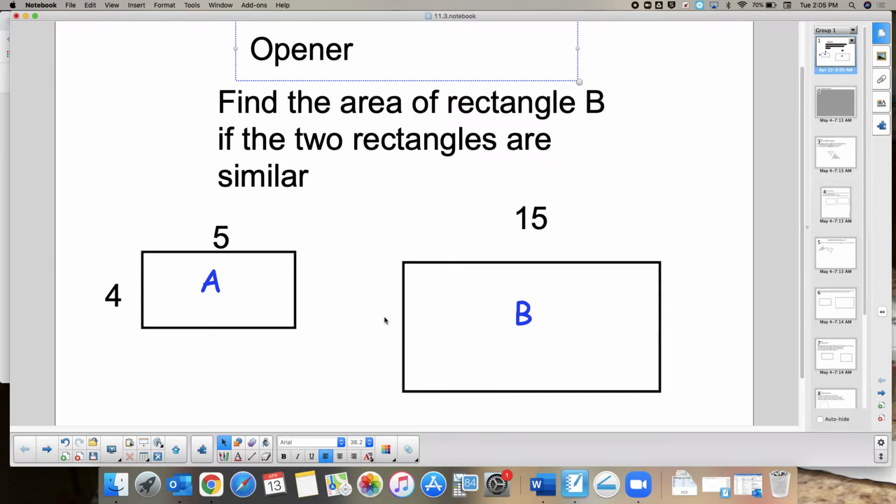Take a look at your opener here. It says find the area of rectangle B if the two rectangles are similar. So first off, when you look at rectangle A, we can start looking. If these figures are similar, we know we can create our proportions. So we can compare our 5 to our 15.